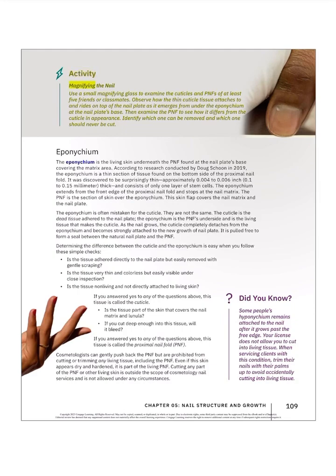Activity. Magnifying the nail. Use a small magnifying glass to examine the cuticles and PNFs of at least 5 friends or classmates. Observe how the thin cuticle tissue attaches to and rides on top of the nail plate as it emerges from under the eponychium at the nail plate's base. Then examine the PNF to see how it differs from the cuticle in appearance. Identify which one can be removed and which one should never be cut.